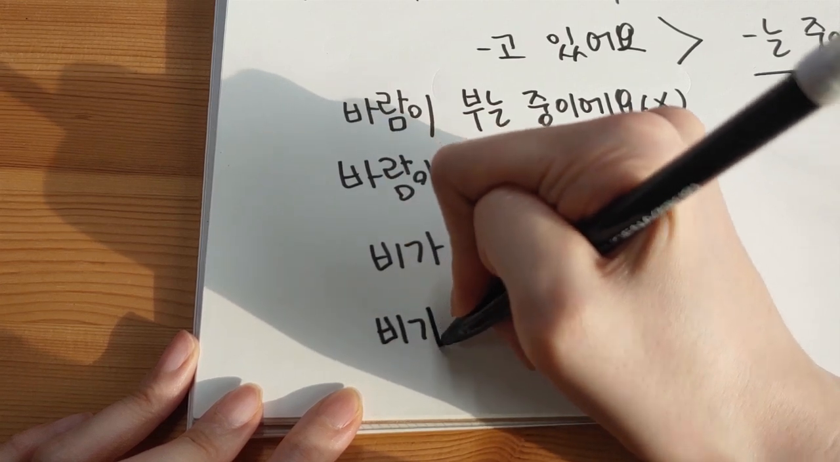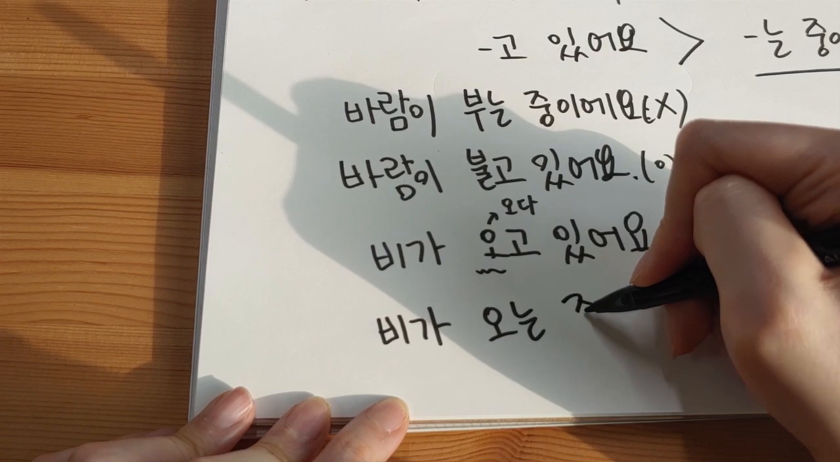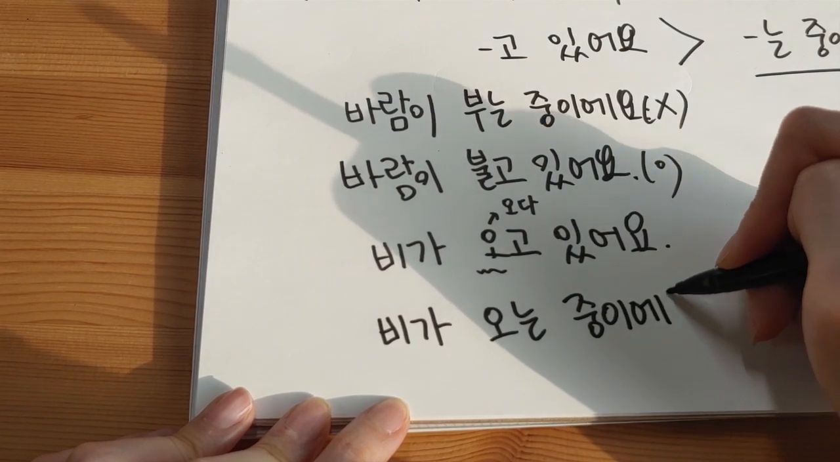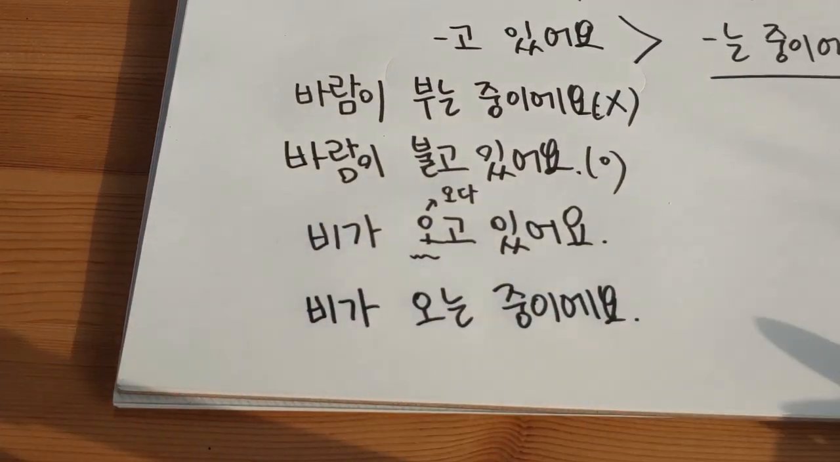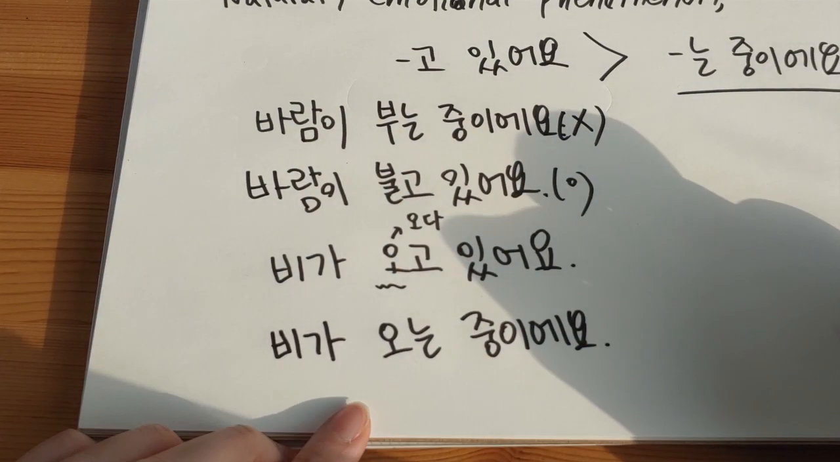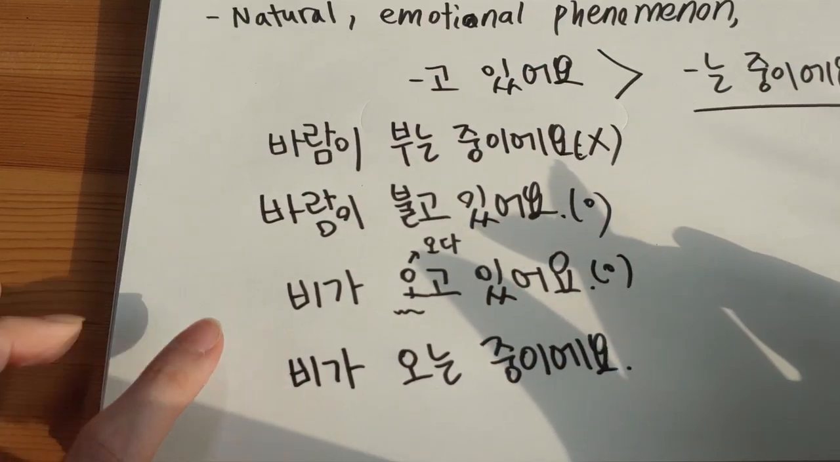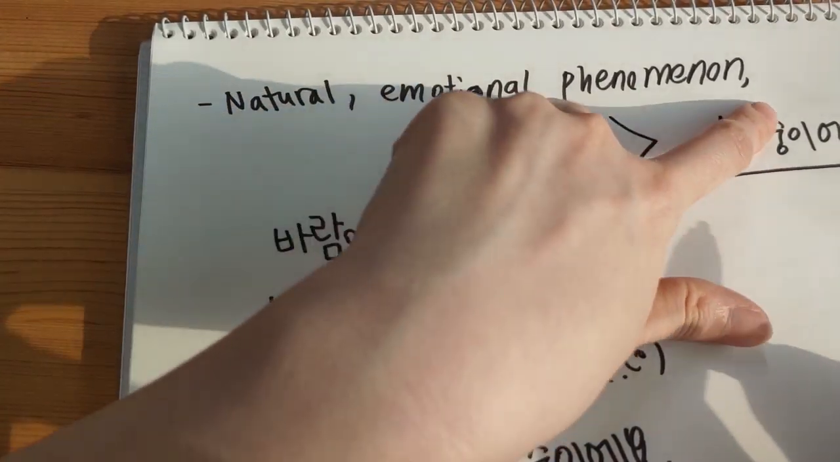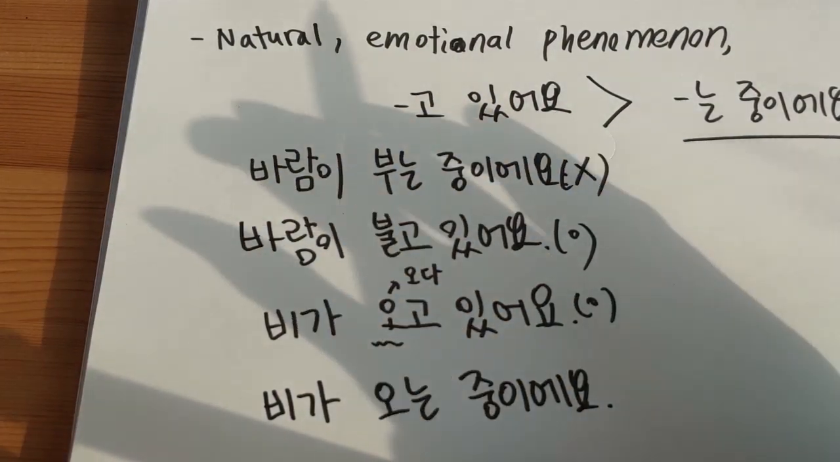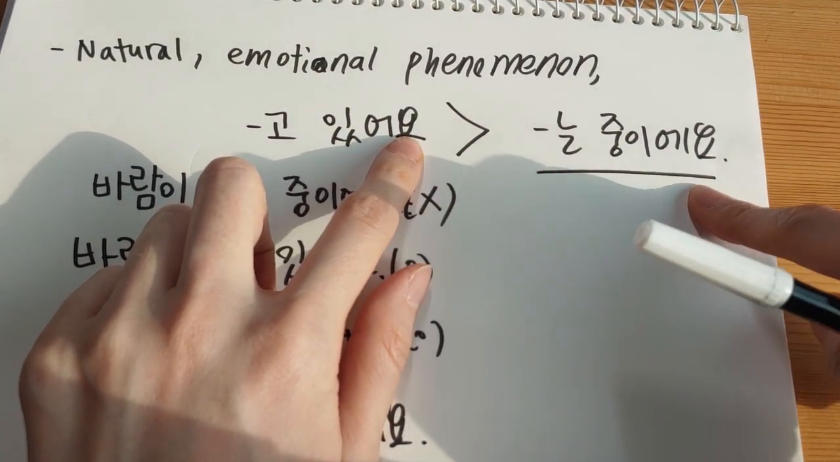So there are two ways to say it's raining. 비가 오고 있어요 and 비가 오는 중이에요. And in this case as well, both are kind of grammatically correct, but it's more natural to say 비가 오고 있어요 because once again, rain is also a natural phenomenon, right? So these are just a slight difference in the usage between 고 있어요 and 는 중이에요.